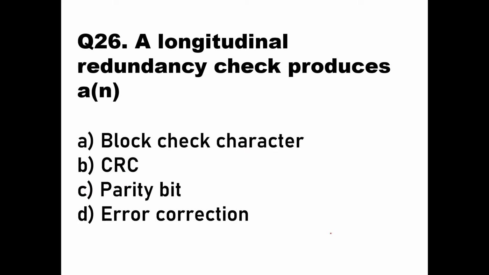Question number 26. A longitudinal redundancy check, LRC, produces a block check character, or cyclic redundancy check, or parity bit, or error detection. In this case it will be the first option, block check character, because in that block only we see whether the number of ones is odd or even, and with that we have parities. So a longitudinal redundancy check produces a block check character. Option A will be the correct option. LRC produces block check character.